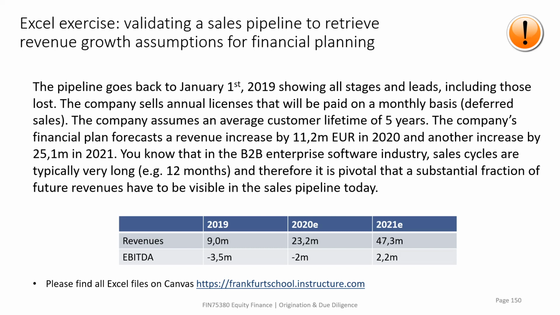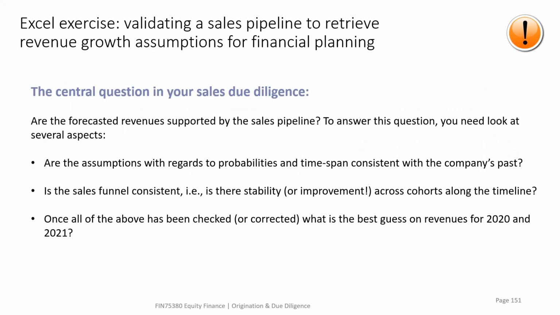You know that in the B2B enterprise software industry, sales cycles are typically very long, and therefore it is pivotal that a substantial fraction of future revenues have to be visible in the sales pipeline today. Now, the central question in your sales due diligence is, are the forecasted revenues supported by the sales pipeline?